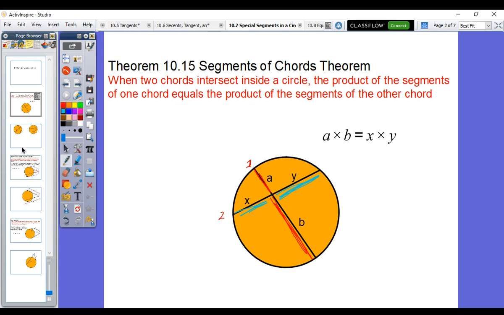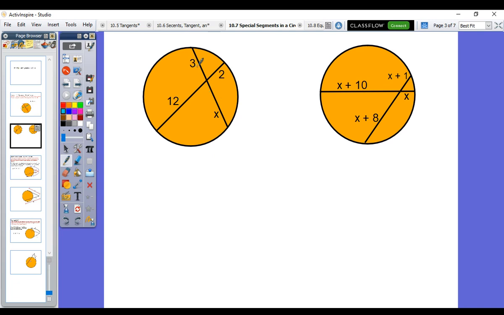All right, let's try that out here. These are line 1 and line 2. So 3 times the other half, X, should equal 12 times the other counterpart, 2. So 3 times X is 3X, and 12 times 2 is 24. Divided by 3, the value of X is 8.